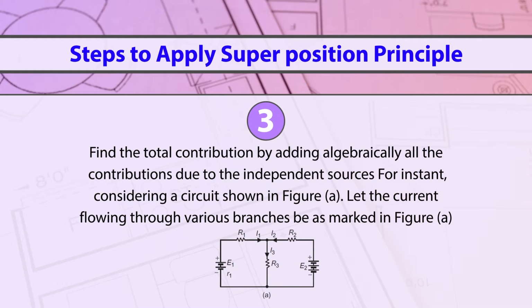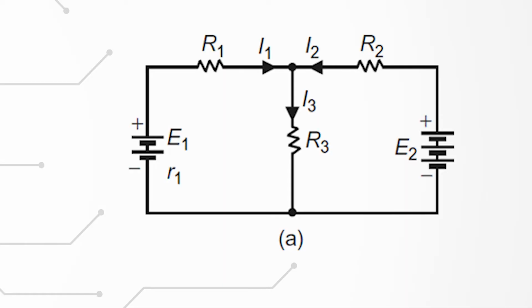For instance, consider a circuit as shown in figure A, where the currents flowing through various branches are marked. Here you can see in the diagram the current flowing in resistance R1 is taken as I1, the current flowing in branch R2 is taken as I2, and the current flowing in resistance R3 is taken as I3. There are two voltage sources acting, E1 and E2. E1 has internal resistance R1 and E2 has internal resistance 0. That means E2 is an ideal voltage source and E1 is a practical voltage source.